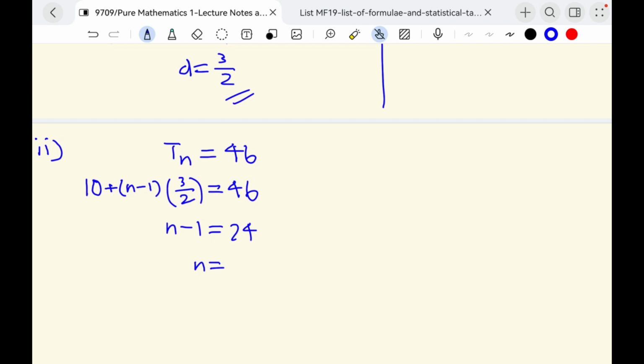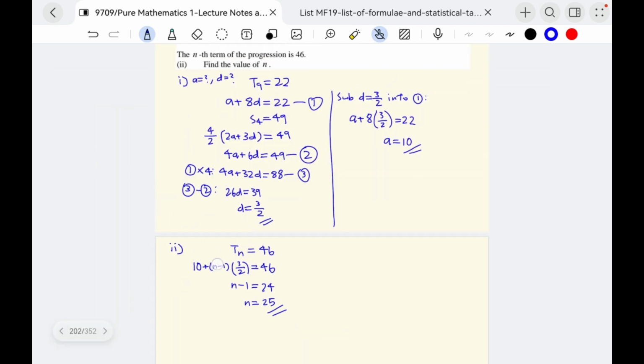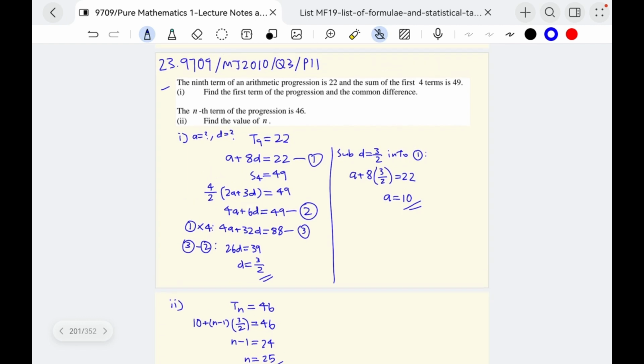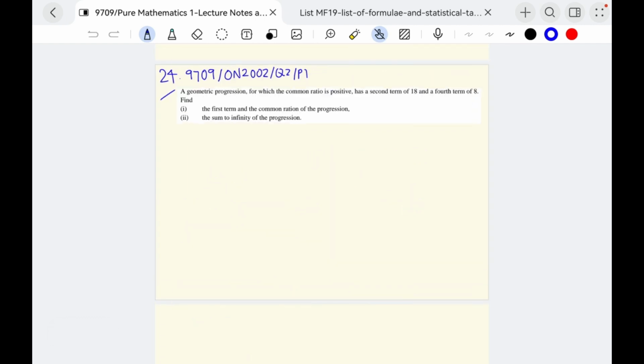So, eventually the n is 25. Okay, so that's all for this question. Okay, let's move on to the second last question among our exercises discussion for chapter 6.